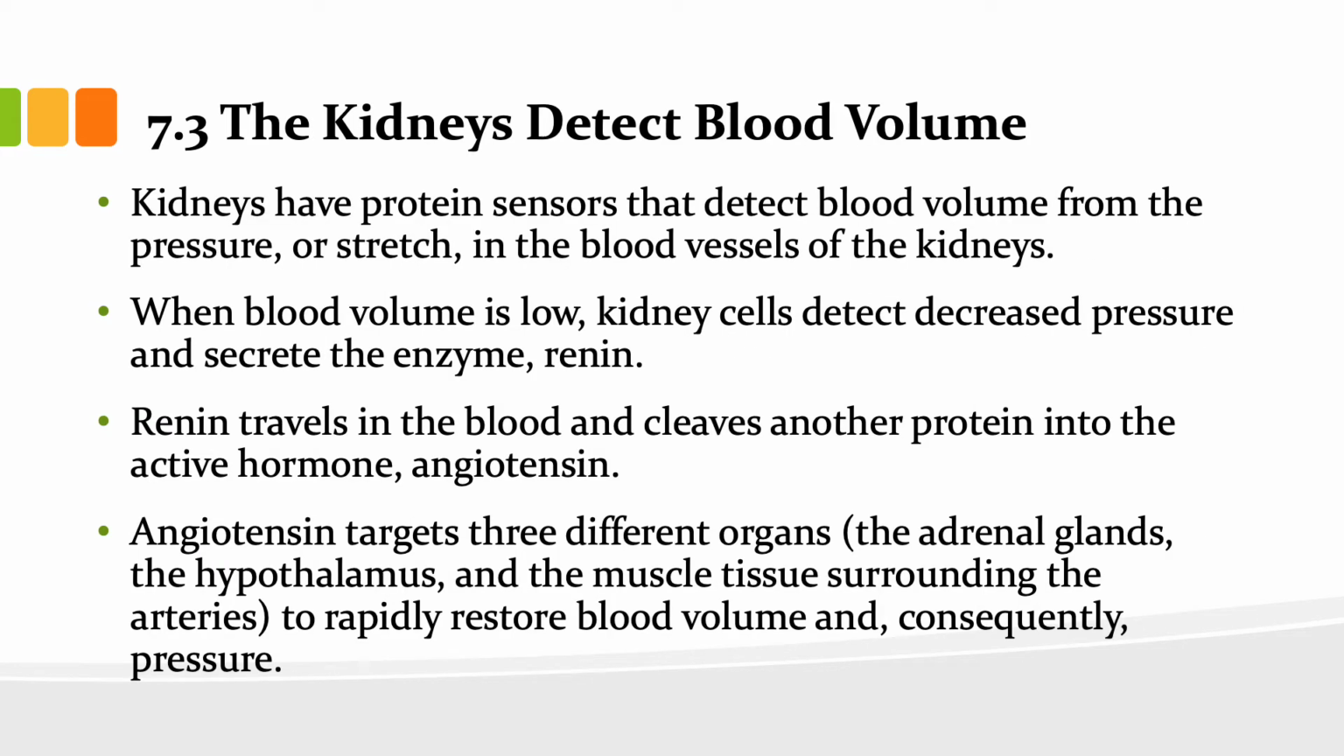Kidneys contain proteins that act as sensors that will detect blood volume. When the blood volume is low, the kidney cells detect decreased pressure and they will secrete the enzyme renin. Renin then travels in the blood and cleaves another protein into the active hormone angiotensin. Angiotensin targets 3 different organs, the adrenal glands, the hypothalamus, and the muscle tissue surrounding the arteries, to rapidly restore blood volume and consequently pressure.